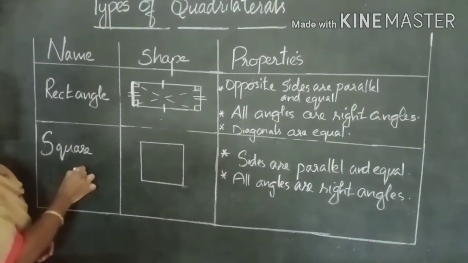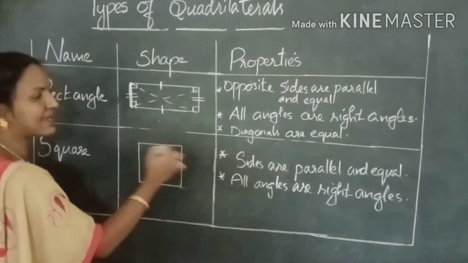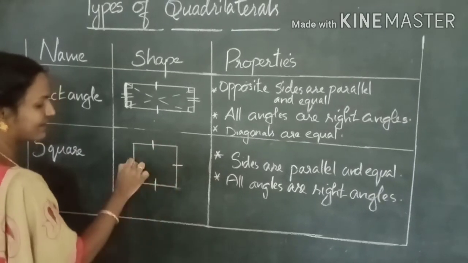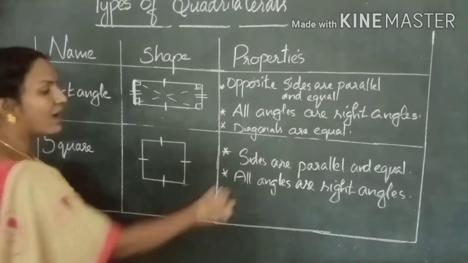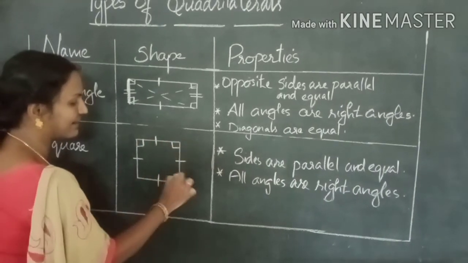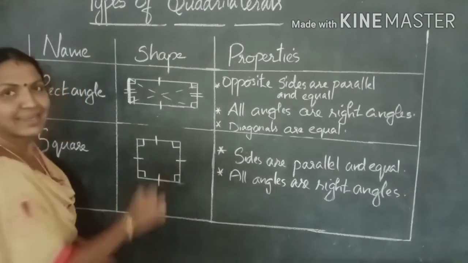The next one is square. The sides are parallel and equal. All sides are equal. All angles are right angles. Right angle means 90 degrees.